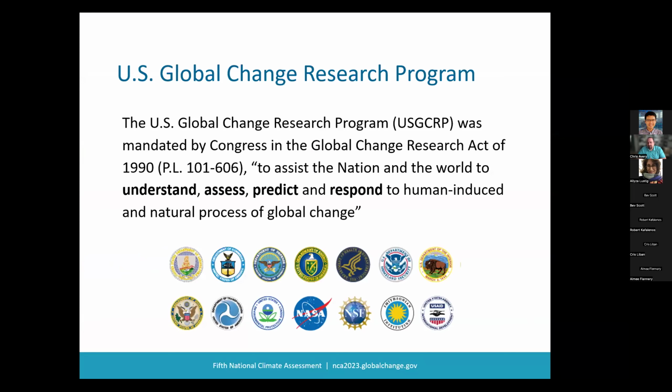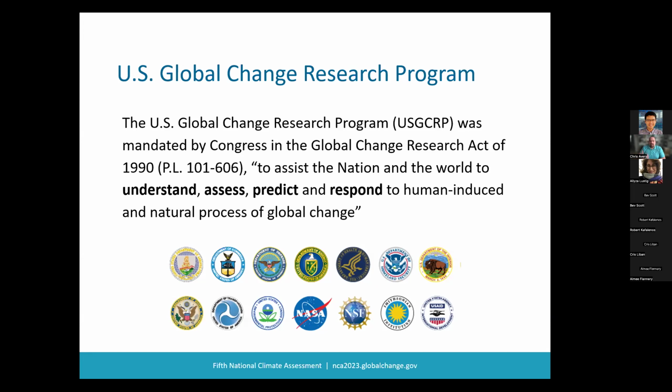The U.S. Global Change Research Program was mandated by Congress in the Global Change Research Act of 1990 to, quote, assist the nation and the world to understand, assess, predict, and respond to human-induced and natural processes of global change. The program convenes 15 agencies to advance climate and global change science and to provide useful and usable information to decision makers.